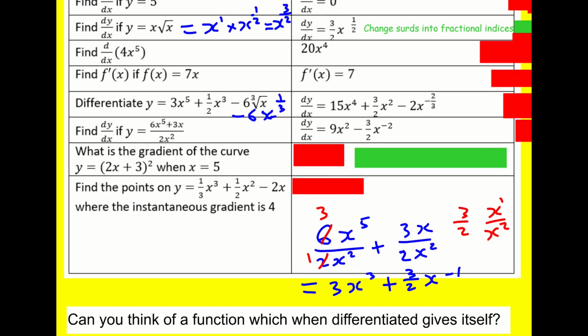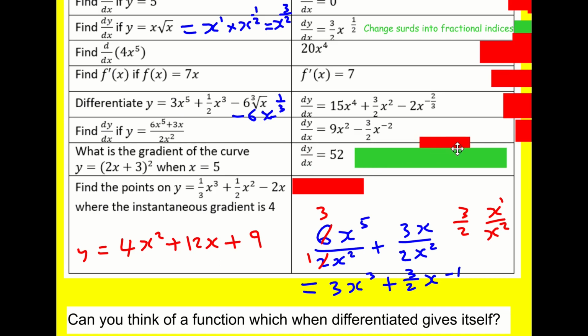How are we going to deal with this? Well, we don't have a rule for this. So first of all, we're going to have to multiply that out. We're going to have to multiply a bracket. It will become 4x squared plus 12x plus 9. That's a double bracket that you should be confident at expanding now. And what do we get?